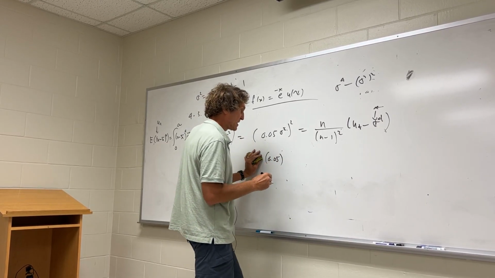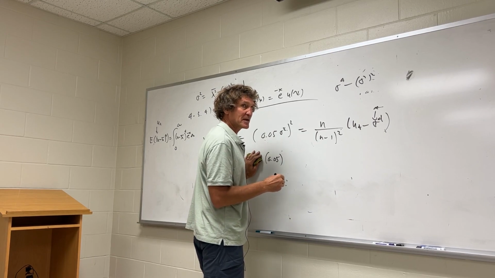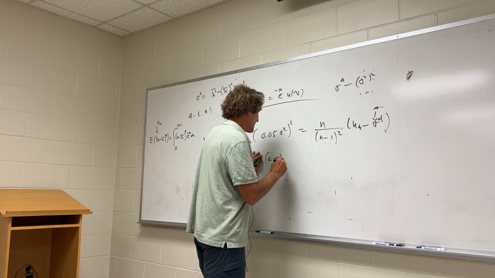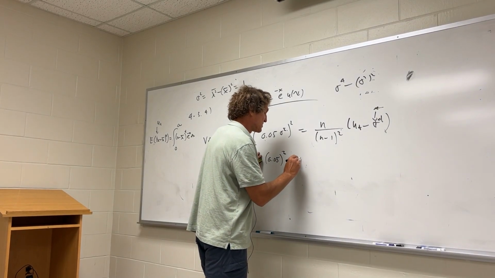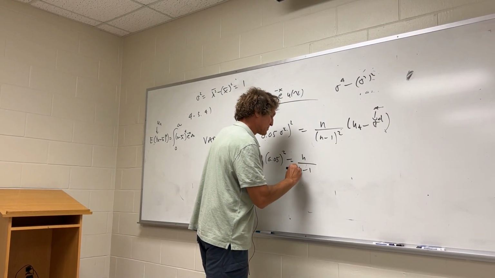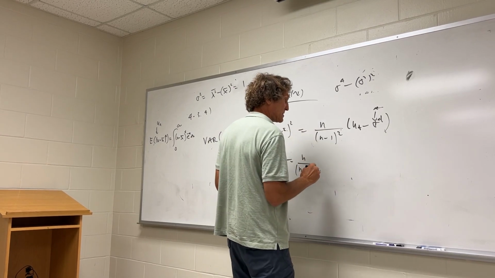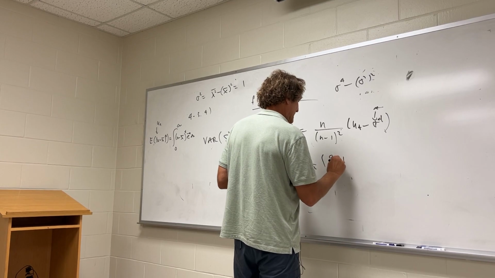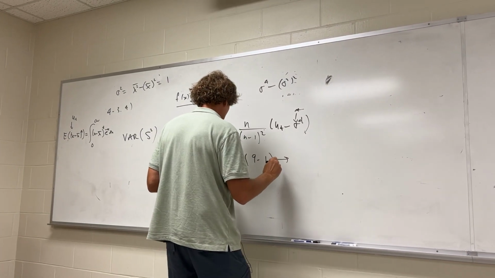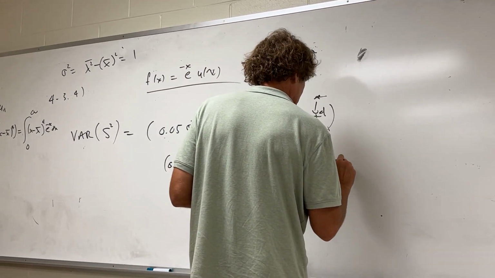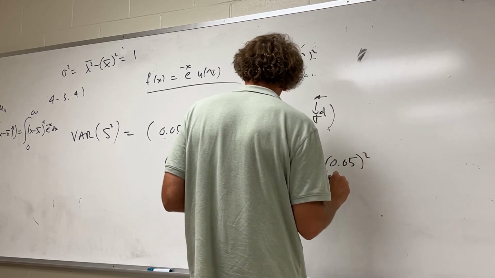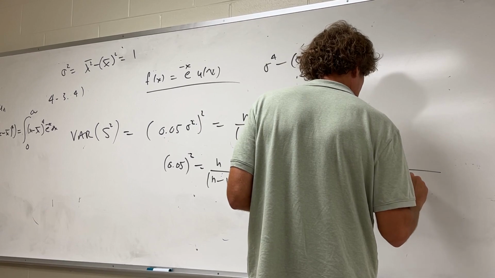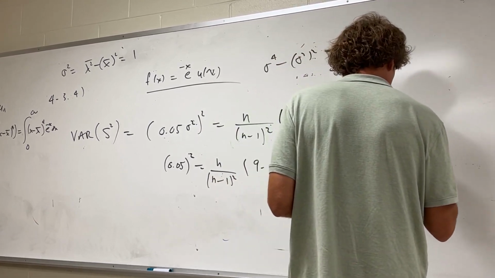0.05, and this is going to be sigma squared. What is sigma again? Sigma is 1, or sigma squared is 1, right? Times 1. And this is squared is equal to n over n minus 1 squared. And this is mu to the 4th, which is 9. We got 9 minus 1. So this becomes 0.05 squared equals n over n minus 1 squared times 8.